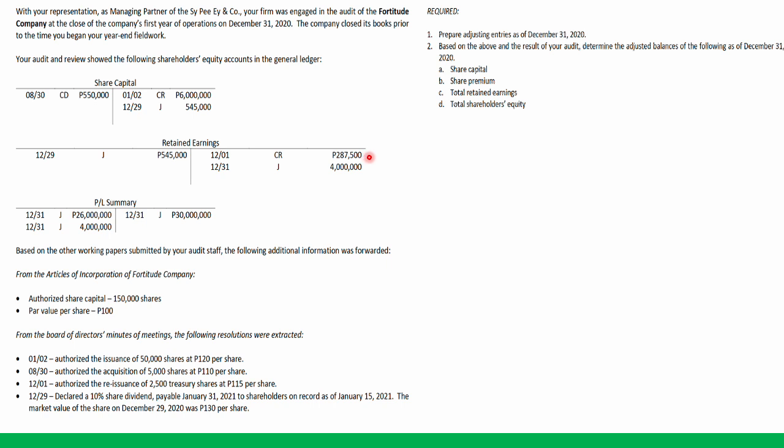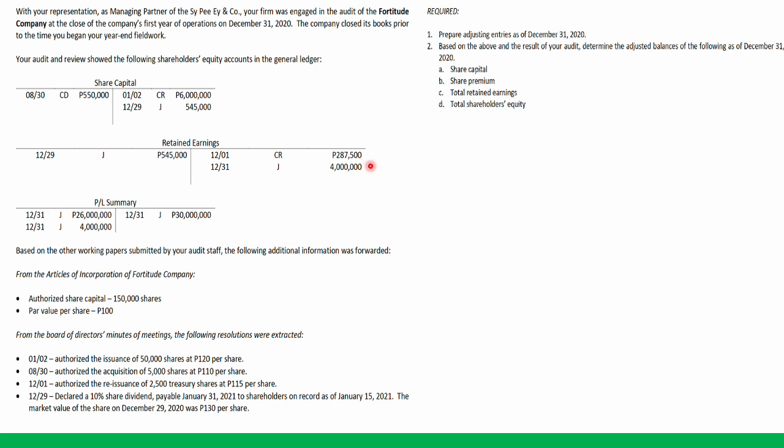Actually, there is a gain, right? Yes, there is a gain, no? Because what was received is 287,500 but the cost was only 275,000. So there is a gain of how much? 287,500 minus 275,000, 12,500. So that gain should be credited where? Share premium treasury. So, still not retained earnings.